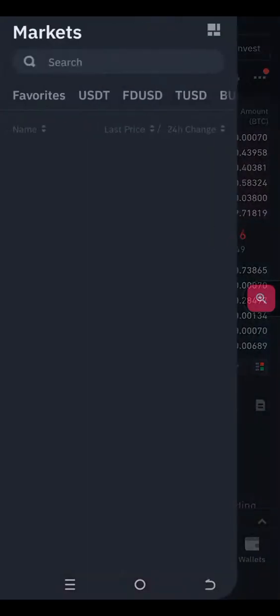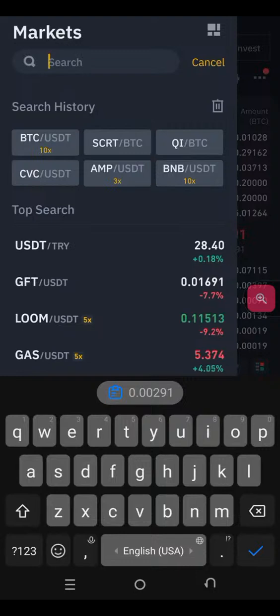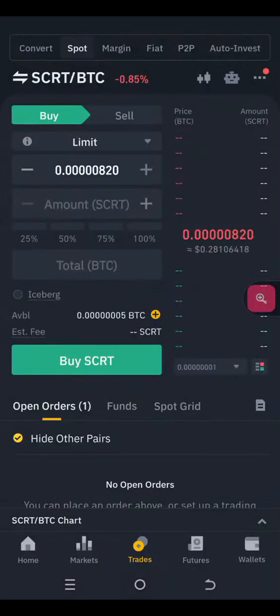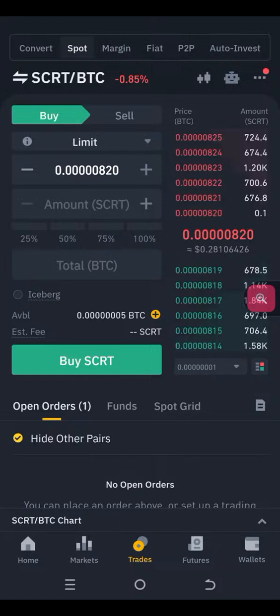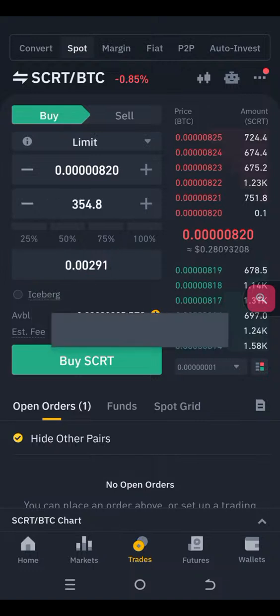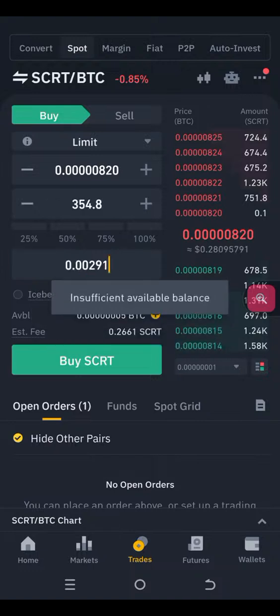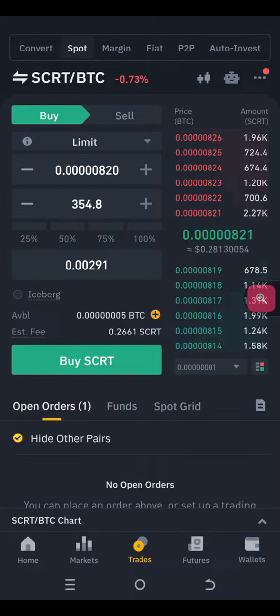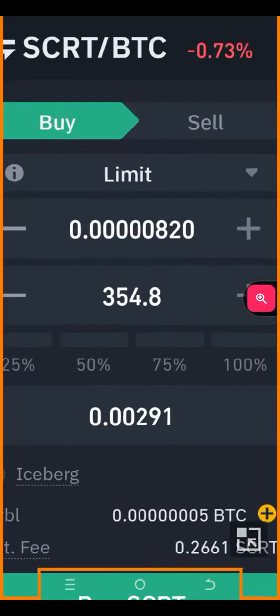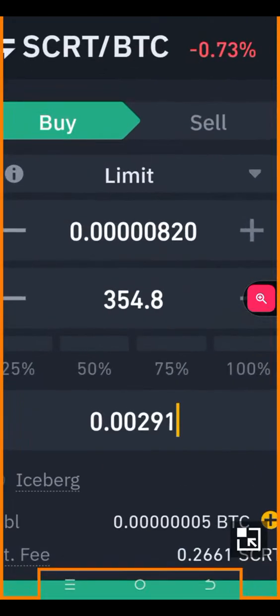Would we make profit with this? Definitely, but how is it going to be? Are we going to be able to make profit immediately? Let's check it out. So we're at SCRT, and all we have to do now is buy SCRT with BTC. So all we have to do now is place the BTC here, as you can see, and then we can pick up 354.8. Remember that, 354.8. So let's copy that.